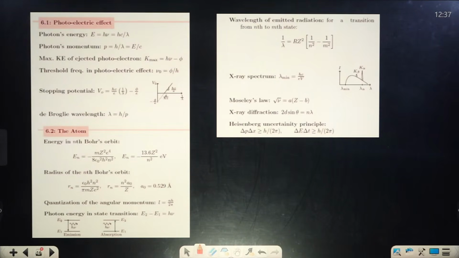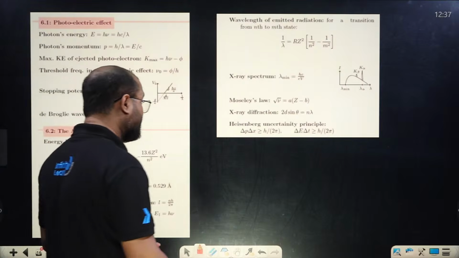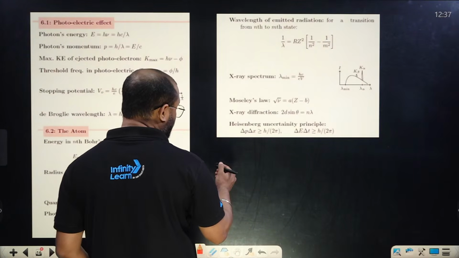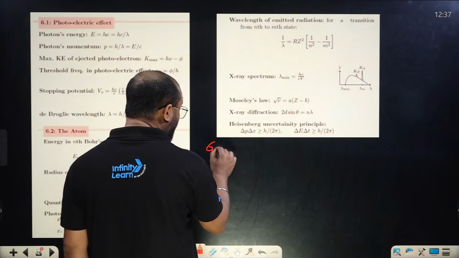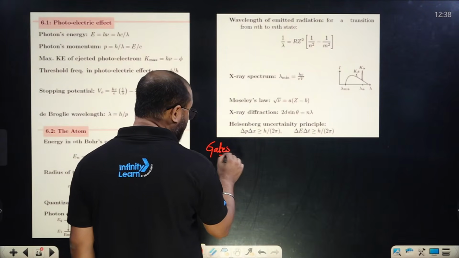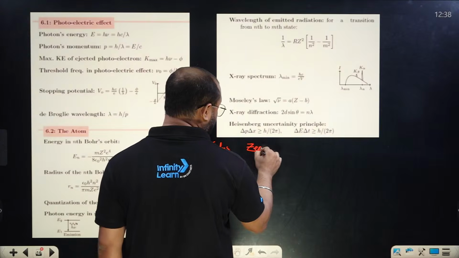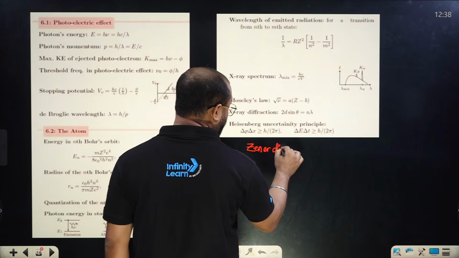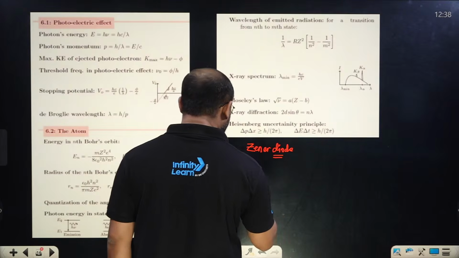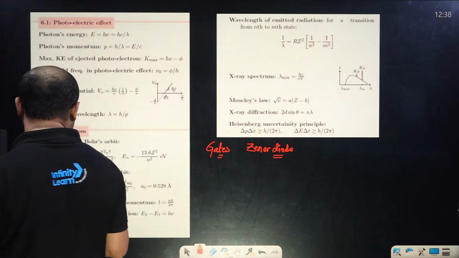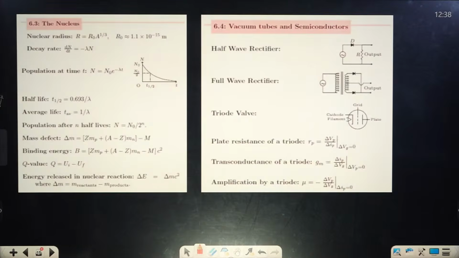Normally in the semiconductor, there are two types of questions that will be asked. The first type of question is for the gates. There will be questions related to the gates, and there will be questions related to the Zener diode. So please be mindful while solving these particular questions. Fine.